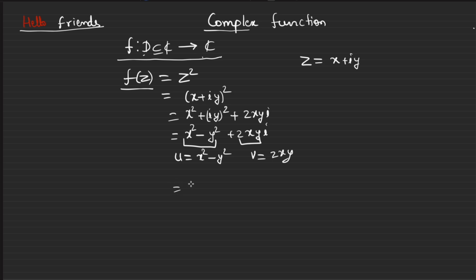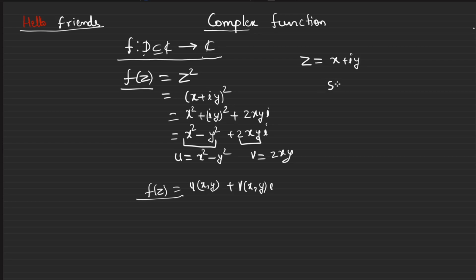Then we can write it as, since we see that u is a function of x, y, we denote this as u(x, y), and v is a function of x, y. So this is f(z). Let's see some other types of complex function.